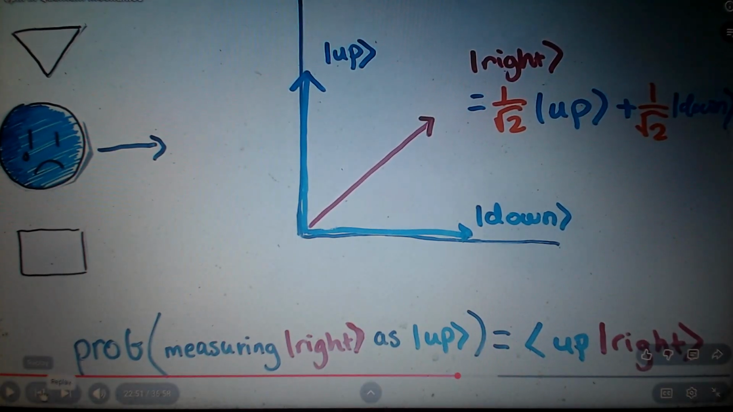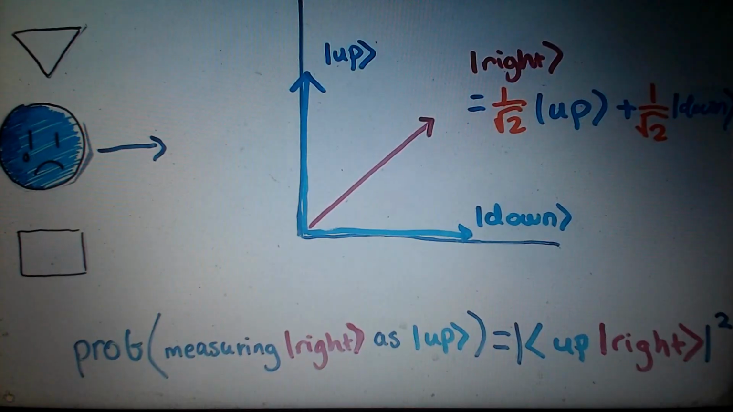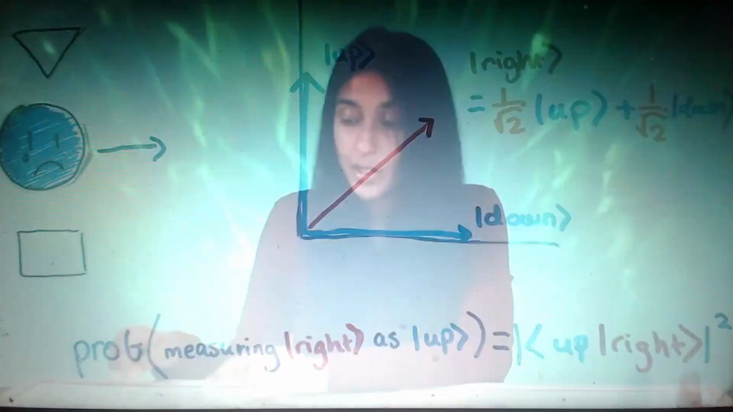Product, as it's also called. Take the modulus of it and then square it. The modulus bit, by the way, doesn't really matter for us at the moment because we're only dealing with the real case.